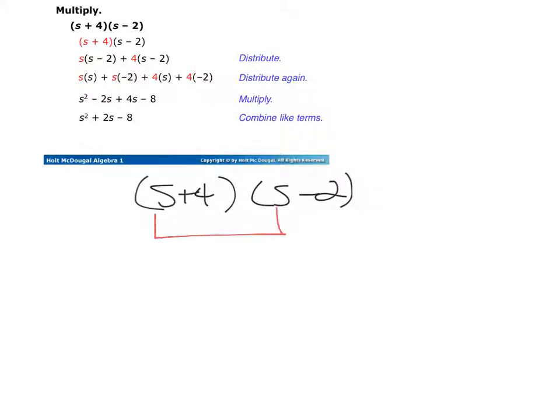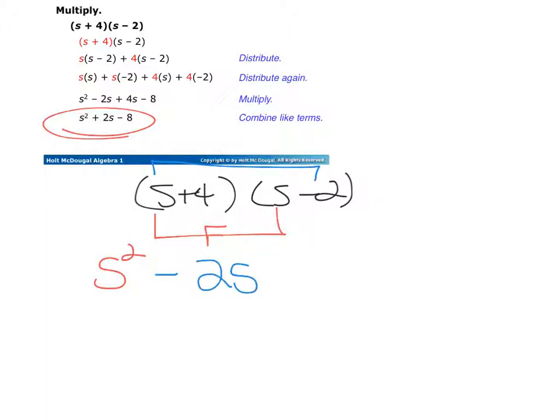So first, yes? When you combine like terms, you just do it like that, or just the bottom? Yes, right there. So S squared is my first. My two outer ones are going to be negative 2 times positive S gives me negative 2S. Then when I do the two inside or the inner ones, I get positive 4S. And then finally last, positive 4 times negative 2 gives me negative 8.